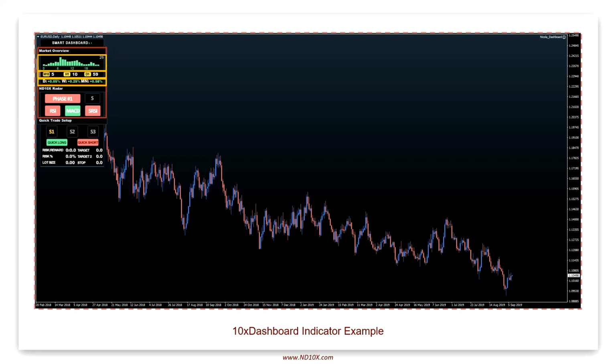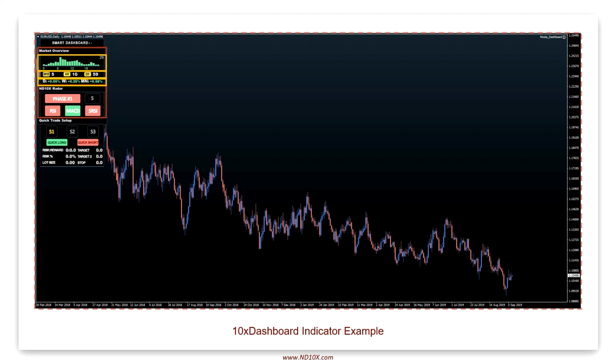Below that, we have the ND10X radar part. We have a display of the current phase. In this case, this would be a phase 1 to the downside. After it, we have the S, that's black. If we have a signal, you will see it there. It will tell you S1, S2, S3, and it will tell you what direction you want to trade.